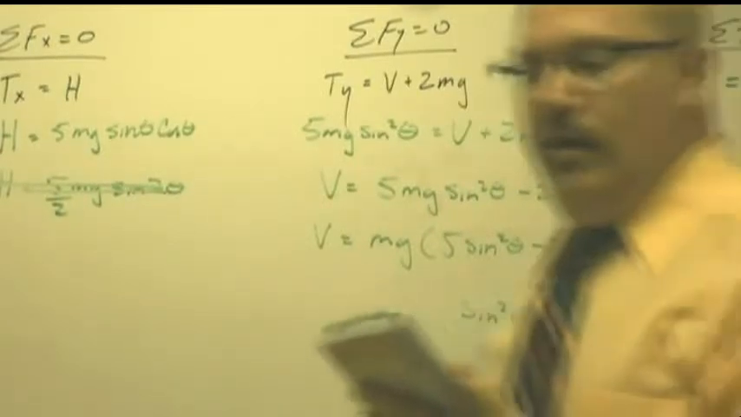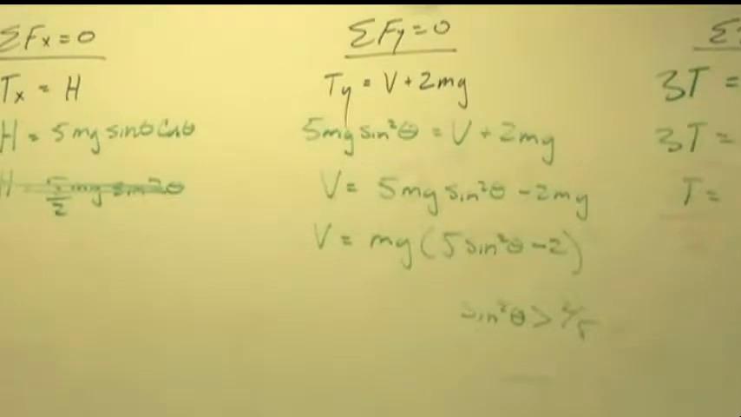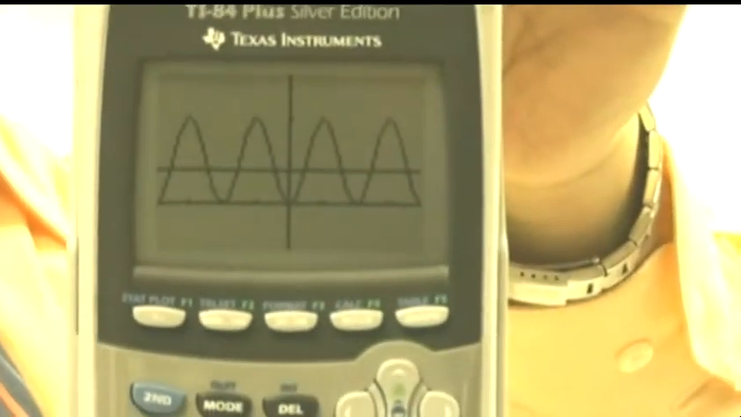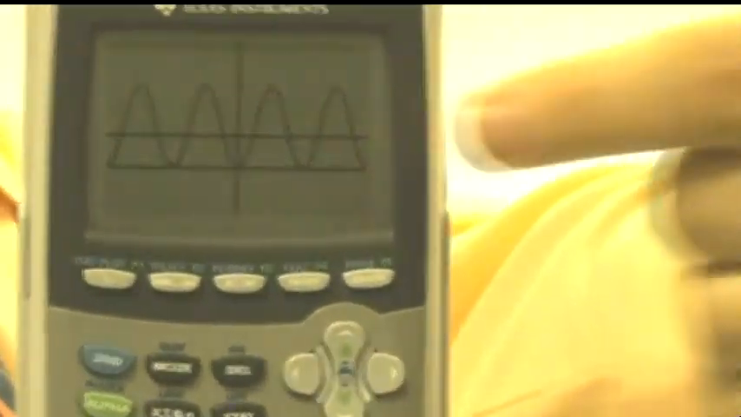Theta can be negative for fun. Notice that sine squared theta is always positive. Notice that it does drop below the 2/5 line multiple times, depending on what the angle is. Now remember, our angle is only going to be less than 90. You see it?